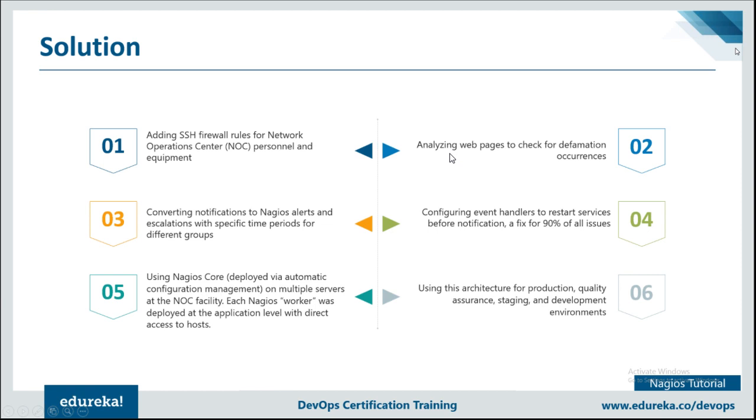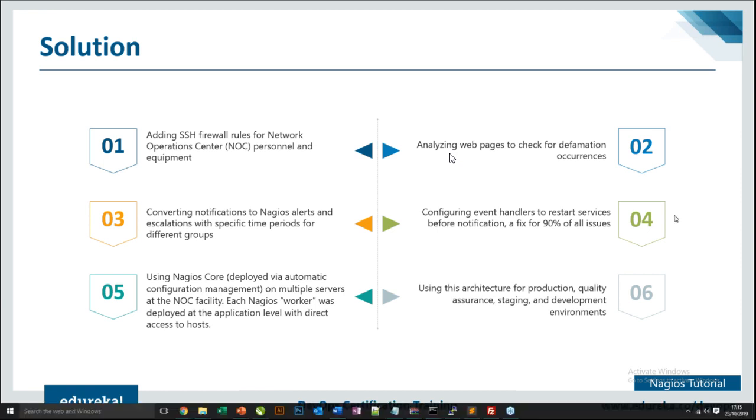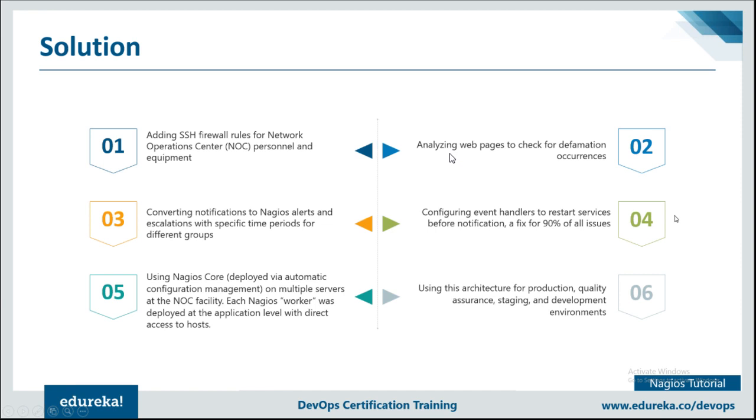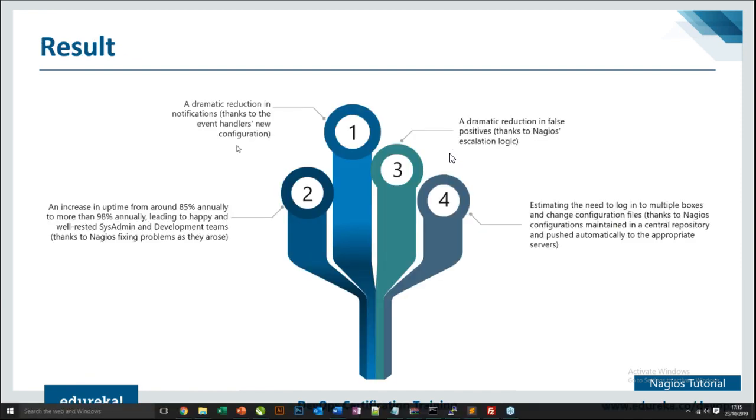right? And what was the result out of it? They saw a dramatic reduction in the notifications. That's because they were receiving almost 90% of the notifications as false notifications, right?